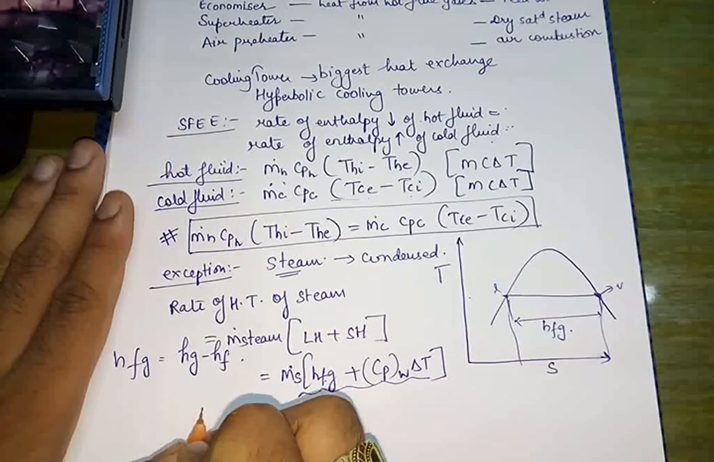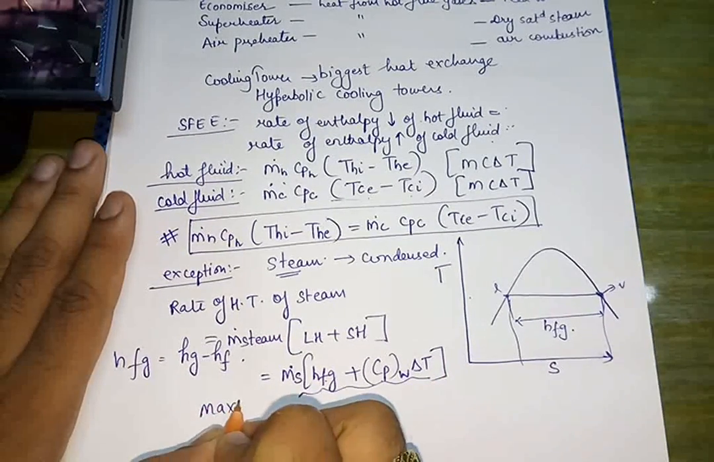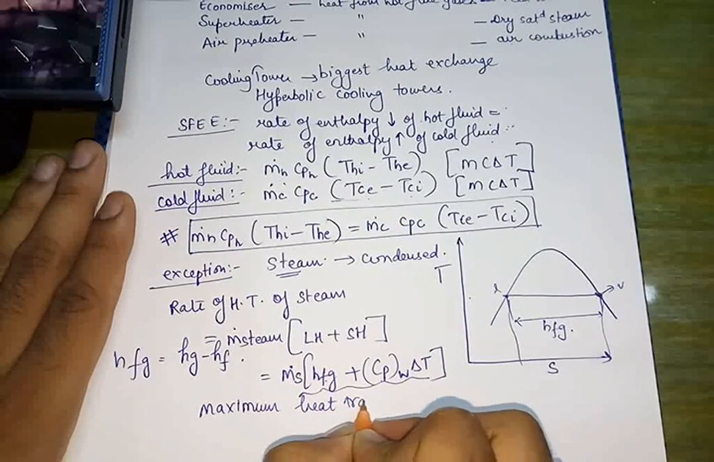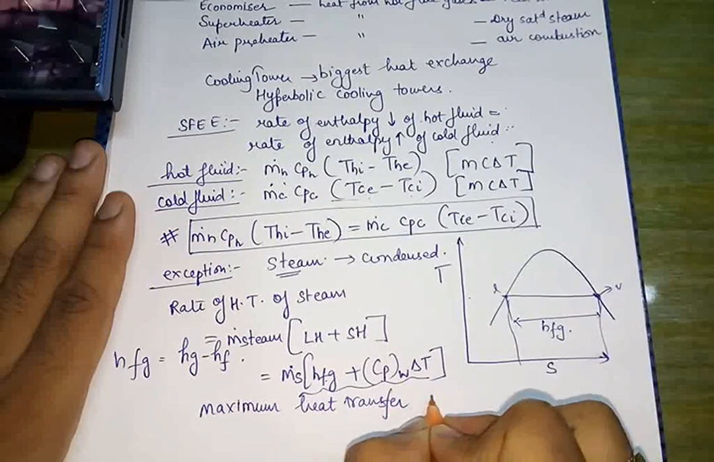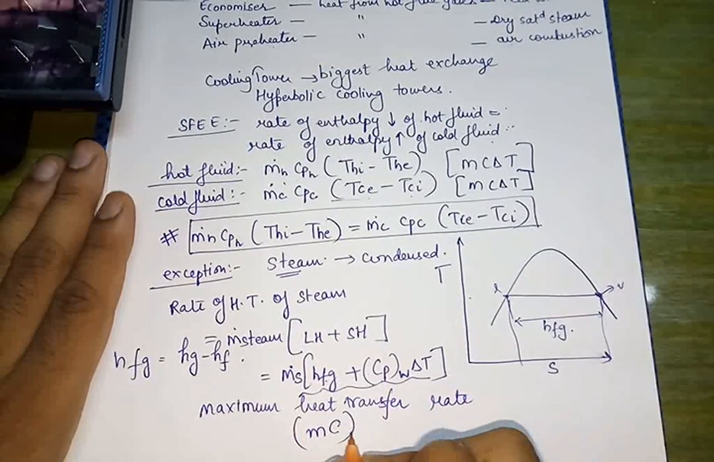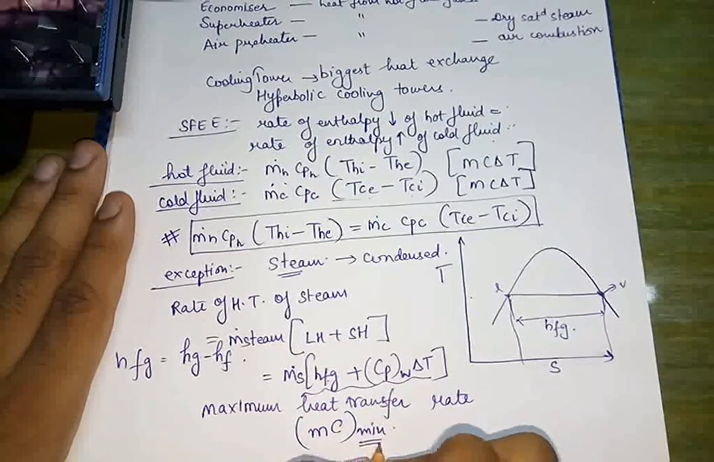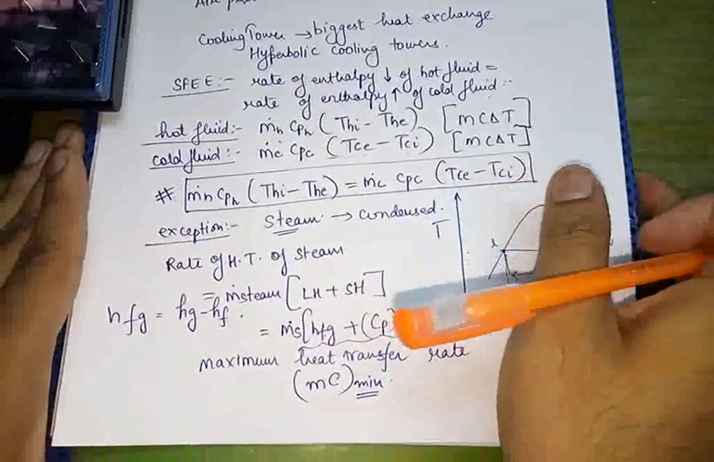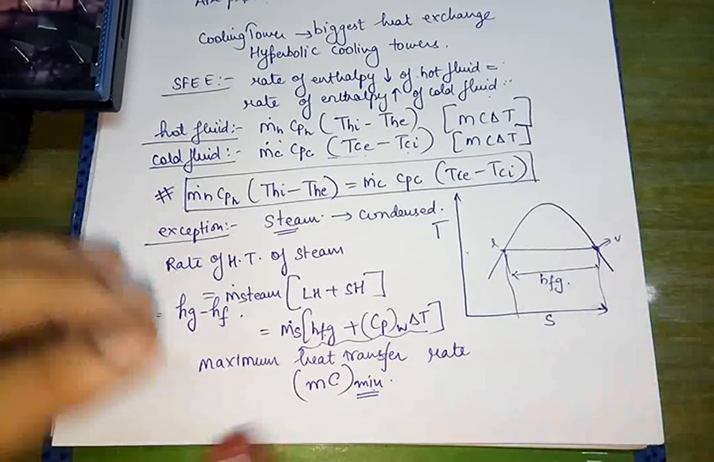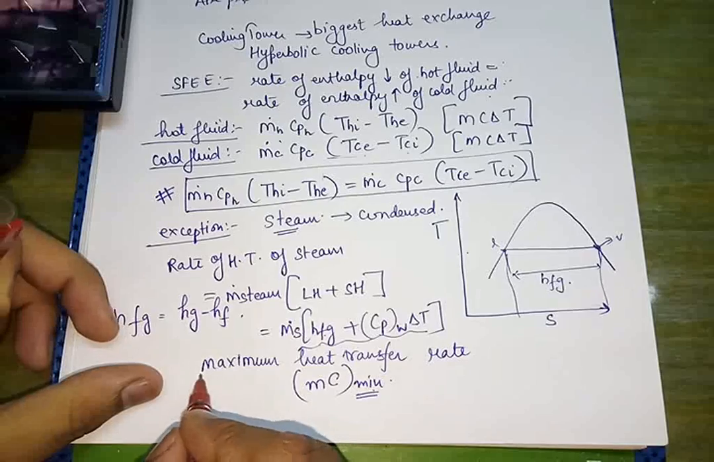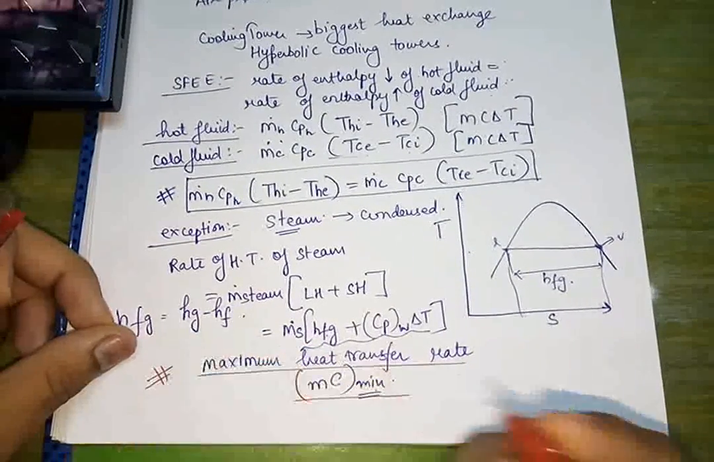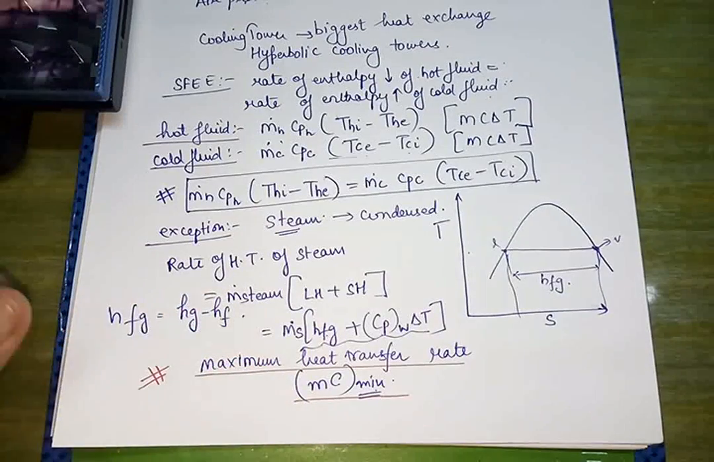Now, in order to have the maximum heat transfer rate, the product of mass and specific heat capacity should be minimum. The product of mass and specific heat capacity should be minimum in order to have the maximum heat transfer rate. Please remember this fact, because it may be directly asked in the examination.